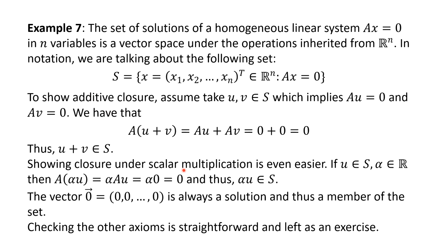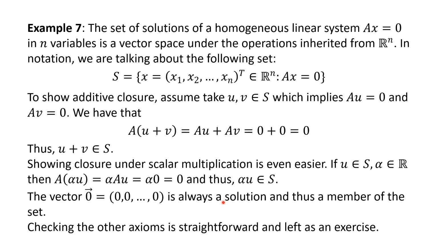We could do the same thing with multiplicative closure, scalar multiplicative closure. So if we take u in S and some real number alpha, then we evaluate A times the scalar alpha times u, and we can pull the alpha out to the left, alpha times Au, and then Au of course is 0, and then a scalar times 0 is again the 0 vector. So alpha times u is also in S. So this is closure on the scalar multiplication. Yeah, the 0 vector is always a solution.